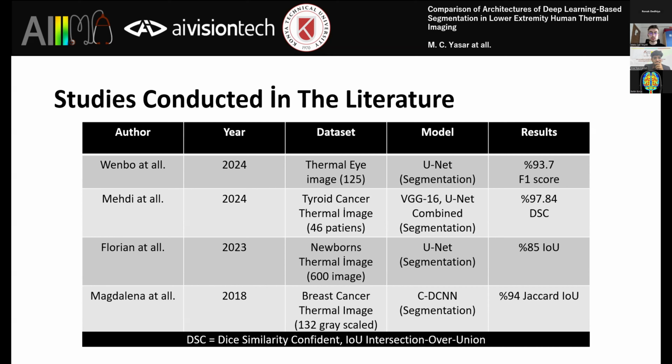In 2023, Florian and colleagues based their work on the UNet model to segment thermal images of newborns, achieving an accuracy of 85% IoU. In 2018, Magdalene and her team used the CDCNN model to segment images obtained from 133 breast cancer patients, achieving an accuracy of 94% Jaccard IoU.